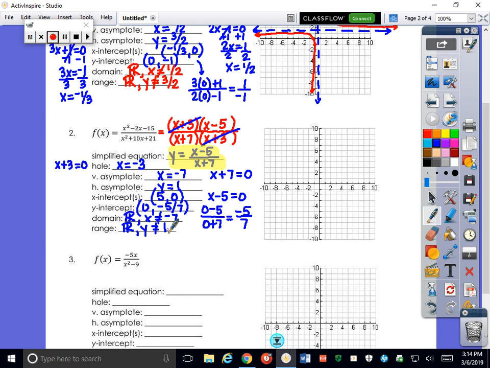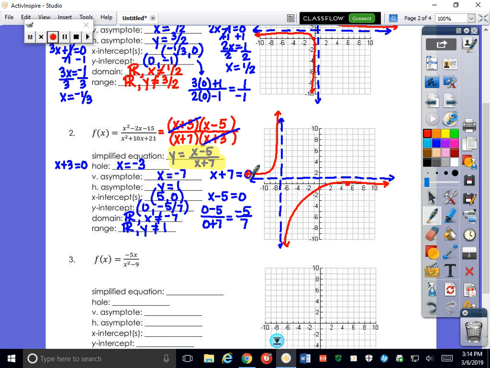Okay, so I'm going to graph my vertical asymptote at -7 and my horizontal asymptote at 1. My x-intercept is at (5, 0). And my y-intercept is at (0, -5/7), which just is going to be close to -1. So I know that my branch is going to come somewhat like this. And if it's in the bottom right, then it has to also be in the top left.